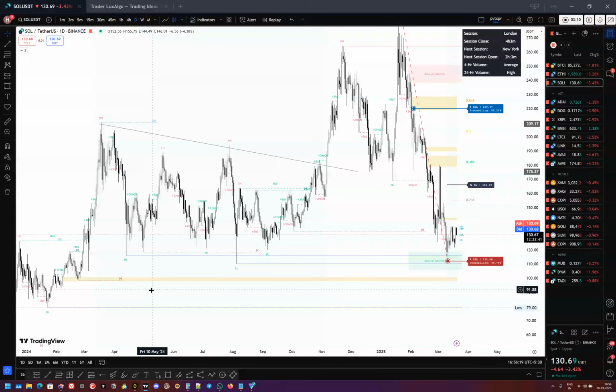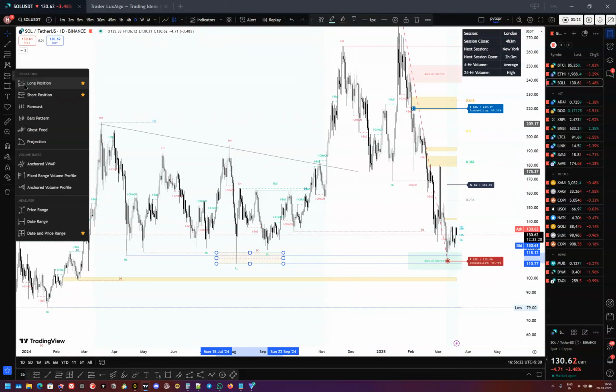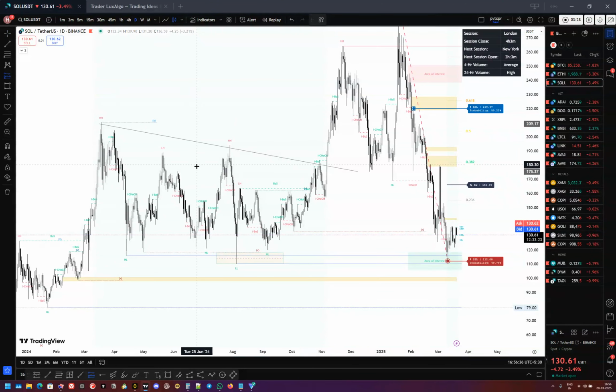Here also, if you look at the setup, in a long setup, you will see the price taking out this liquidity. It is a liquidity grab, and then creating higher lows, higher lows, higher lows. So this is also one of the very high probability, very good risk reward models that if we are able to spot this, you must take.